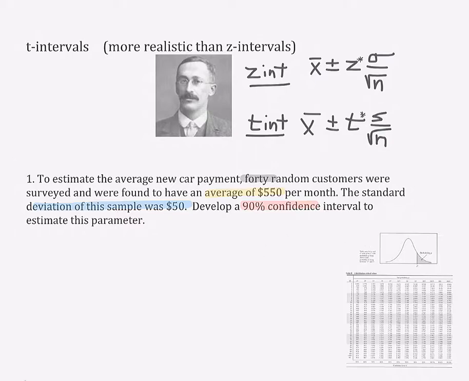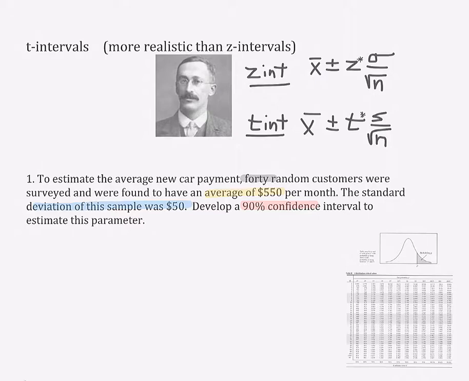To estimate the average new car payment, 40 random customers were surveyed and found to have an average of $550 per month. The standard deviation of the sample was $50. Develop a 90% confidence interval to estimate this parameter. Now, if you've gotten this lesson already, you may want to use this as practice time. Remember, we want to communicate our confidence interval as completely as possible, and I use a three-step process. So try this question on your own if you know what you're doing. You can pause the video and then unpause it. And if you have no idea what you're doing, of course, watch as I go through this.